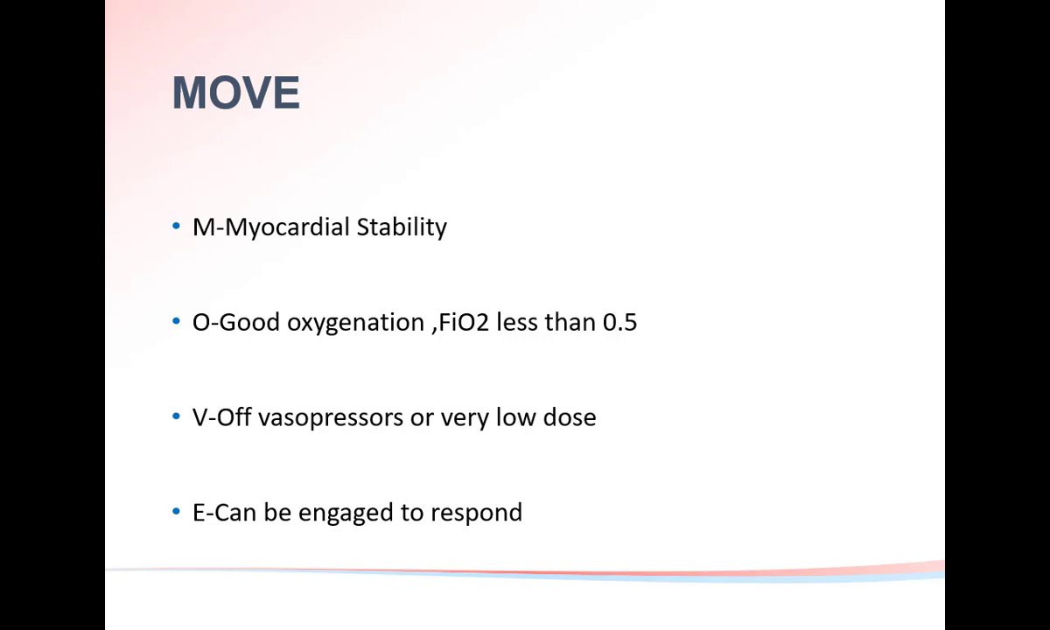When you can mobilize, remember MOVE. Move means myocardial stability. There is no arrhythmia, the patient is myocardially stable. Good oxygenation, FiO2 less than 0.5. He's off vasopressor or on a low dose. 5 to 10 mics is not a contraindication. And he can be engaged to respond. If these four things are present, please make them sit. Don't think that because he's on a vasopressor, he cannot be mobilized. He should be on a very low dose, it's okay. Because this will help you to mobilize or wean the patient off the ventilator quickly.